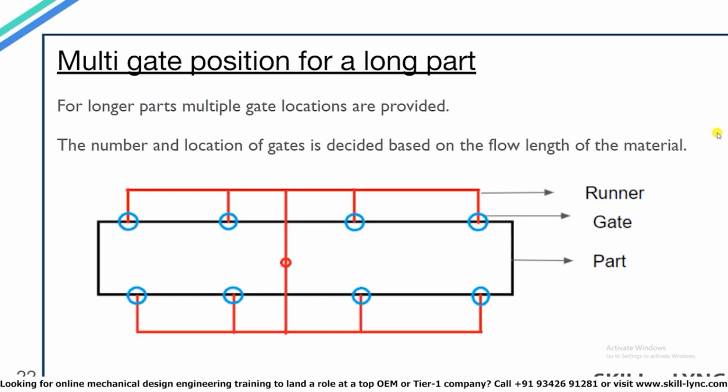If the length of the plastic part manufactured is more, then we provide multiple gates for the part. The exact length after which we need to provide an additional gate depends on a material property called flow length. Flow length is the distance after which the molten material will solidify.